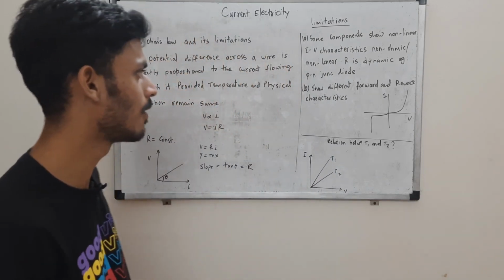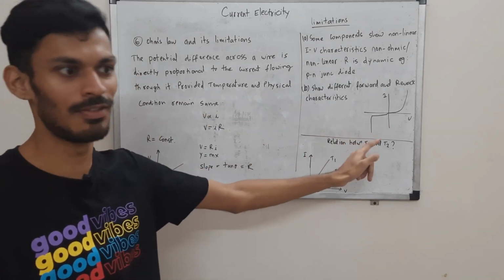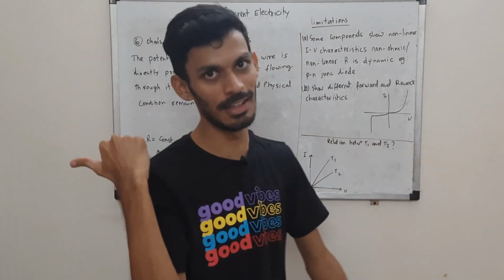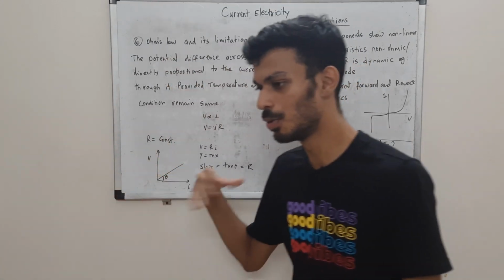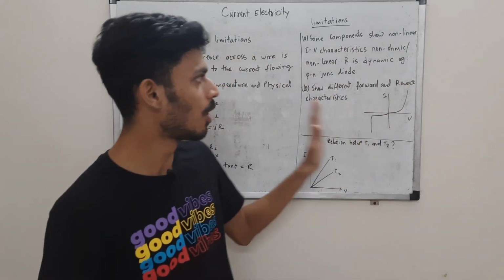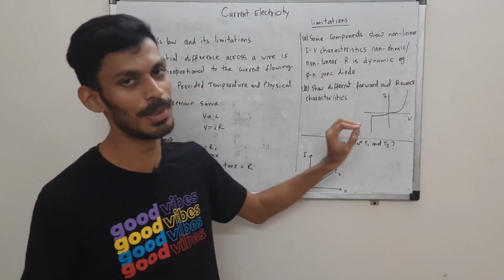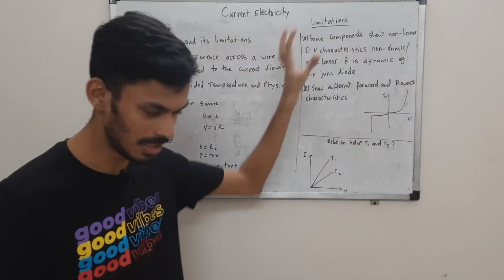It will act the same way, but some devices do have a positive and negative, and they act differently in forward way and in reverse way. Your usual resistance does not do that, and they are ohmic devices, linear devices. These are non-ohmic devices. These are limitations of Ohm's law. It cannot cover up these devices, these components.